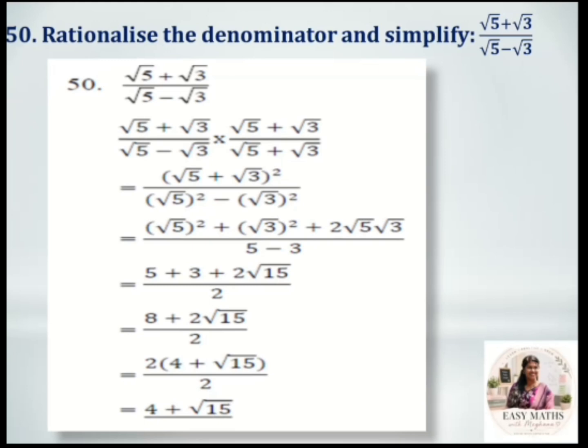In the numerator I can add 5 plus 3 as 8 plus 2 root 15 divided by 2. Next step, in the numerator I can take 2 as common. So 2 into 4 plus root 15 divided by 2. 2 and 2 will be cancelled. So you will get 4 plus root 15 as the final answer of this question. Again, this question is also very important for 3 marks in your examination. So practice these questions properly. That is question number 49 and 50.